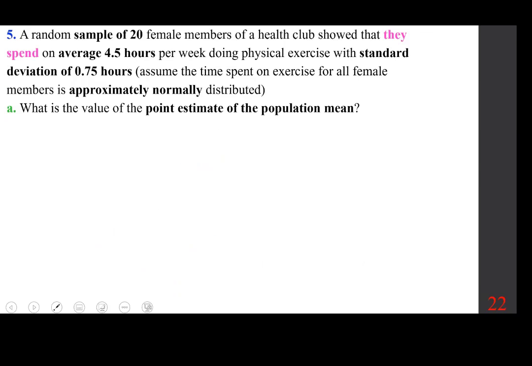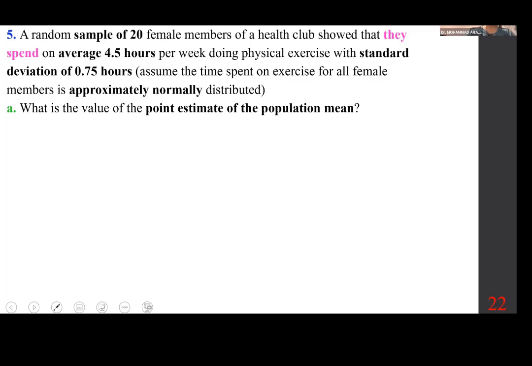A random sample of 20 female members of a health club showed that they spend on average 4.5 hours per week doing physical exercise with a standard deviation of 0.75 hours. Assume the time spent on exercise for all female members is approximately normally distributed. What is the value of the point estimate of the population mean?